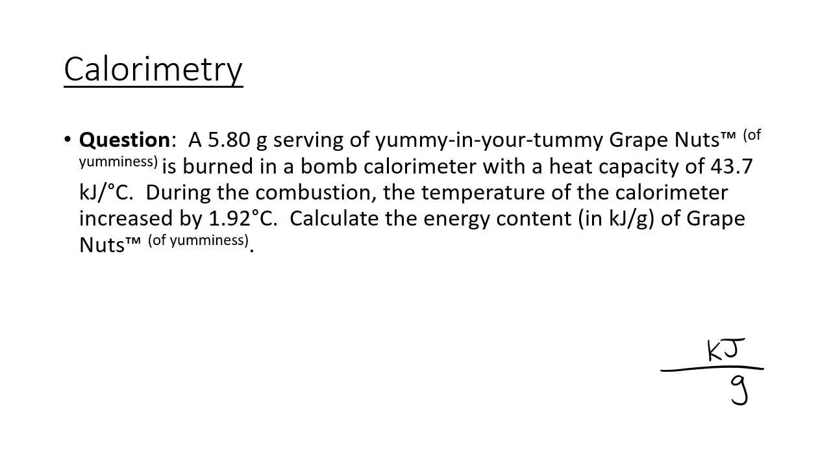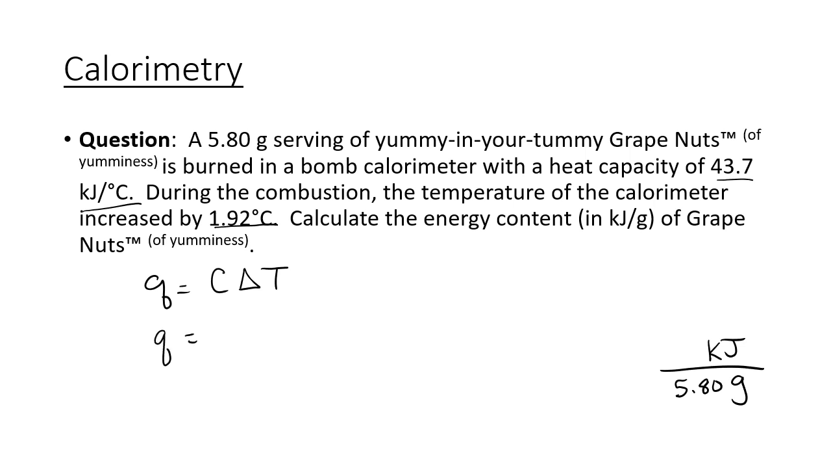We know that there are 5.8 grams of grape nuts. I'm going to write that as the denominator of this process. What we really want to find is kilojoules of heat released or absorbed, in this case released because the temperature increased. And so what we would do is take the heat capacity, which is 43.7 kilojoules per degree Celsius. It says the temperature increased by 1.92 degrees Celsius. And so we would say Q equals capital C, heat capacity, times delta T, change in temperature.